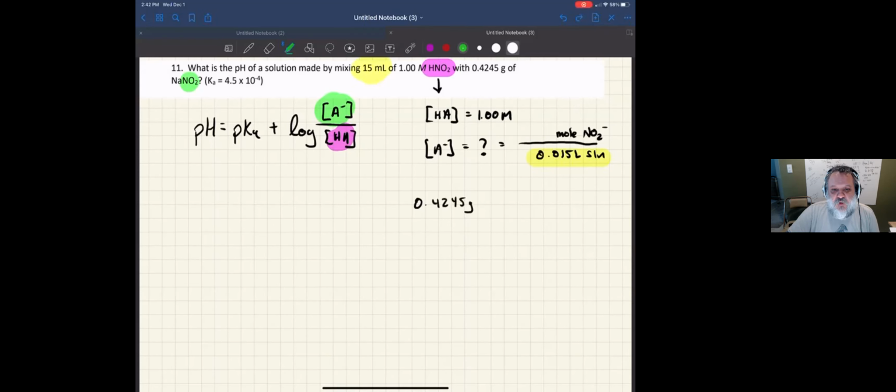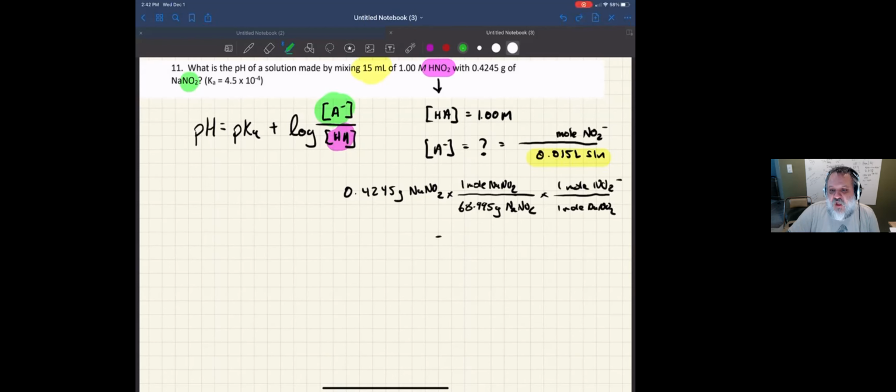So let's take a look. I'm given 0.4245 grams of sodium nitrite, and I can use the molar mass of sodium nitrite to calculate the number of moles of sodium nitrite. And from the stoichiometry, I know it's 1:1 in nitrite. So that means that I have 0.006153 moles of nitrite.